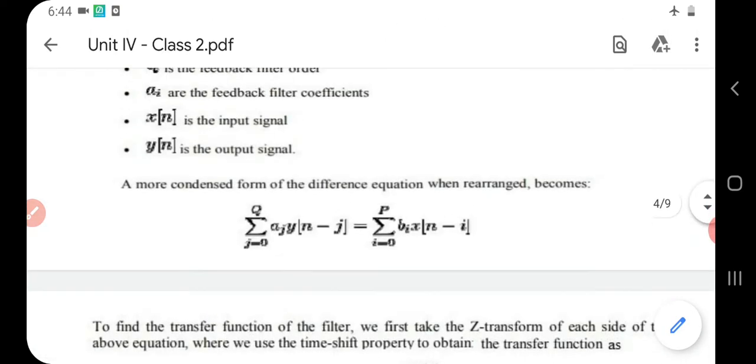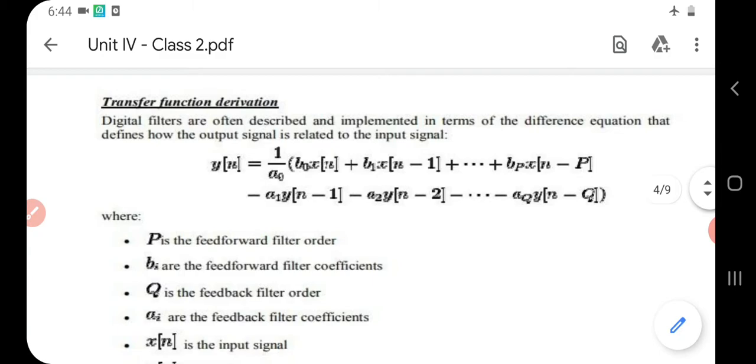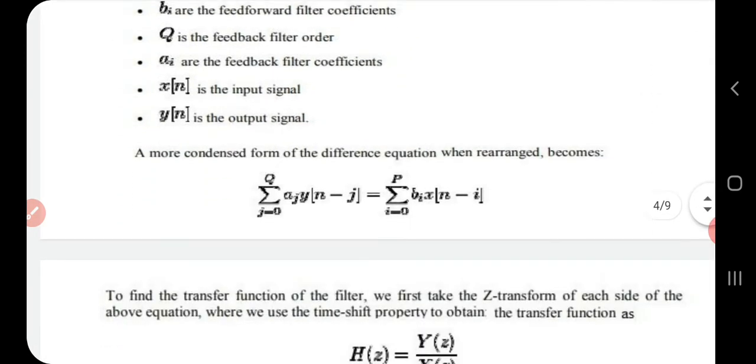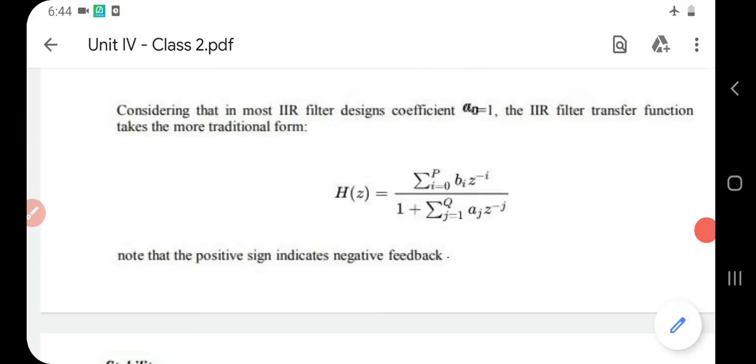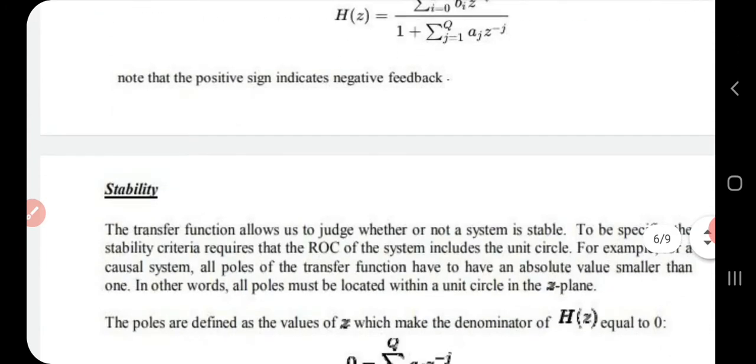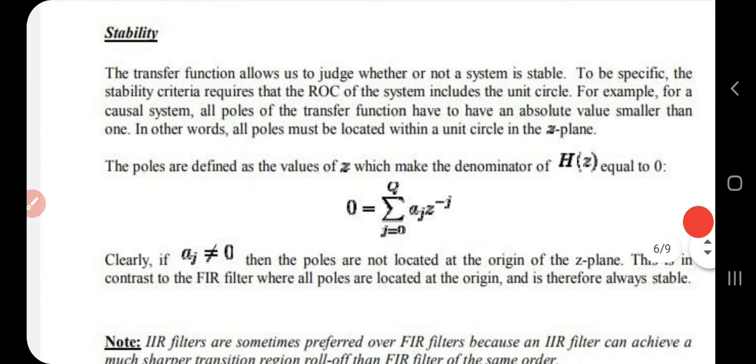Sometimes they may ask you to write about the transfer function of an IIR filter. So you must begin from here, reduce the equations, and finally reach this expression. Again some explanation is there, but there is no need. This is enough. The next one is about stability.